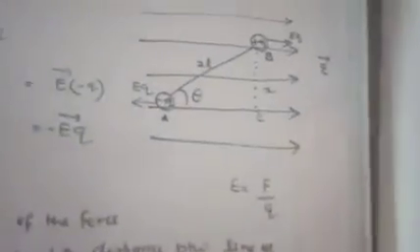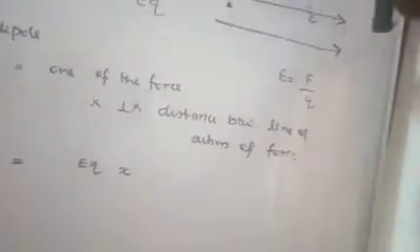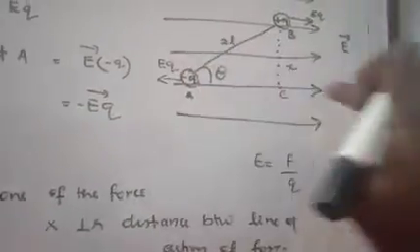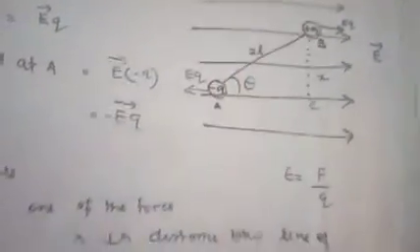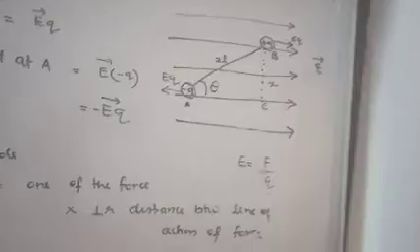Let us put this angle as theta. What is this angle? This is the direction of dipole moment, from negative charge to positive charge. This is the direction of electric field. So here theta is the angle between dipole moment and electric field.